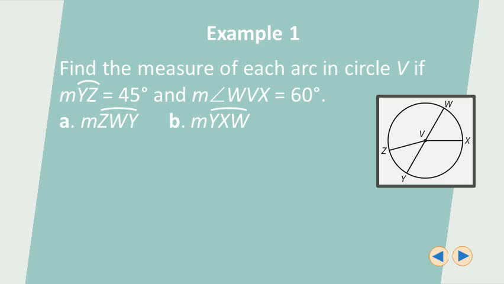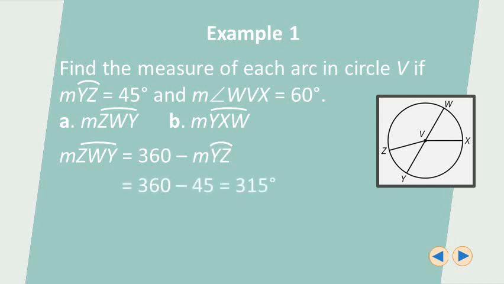And the measure of YXW. So first of all, because ZWY is a major arc, you simply subtract the value of arc YZ from 360 degrees. YZ is 45, so that tells you that ZWY is 315 degrees. Now the measure of YXW is going to be 180 degrees.